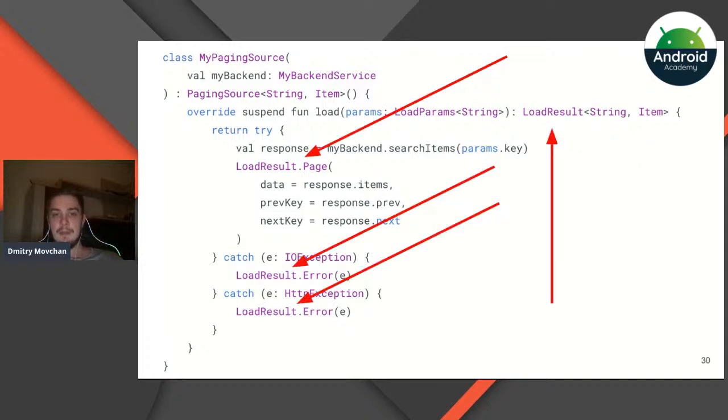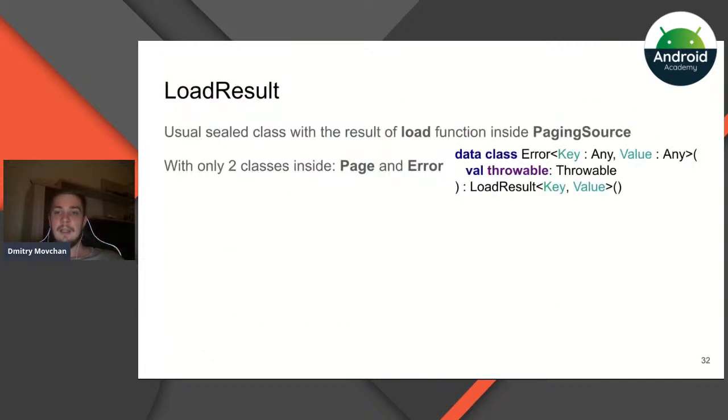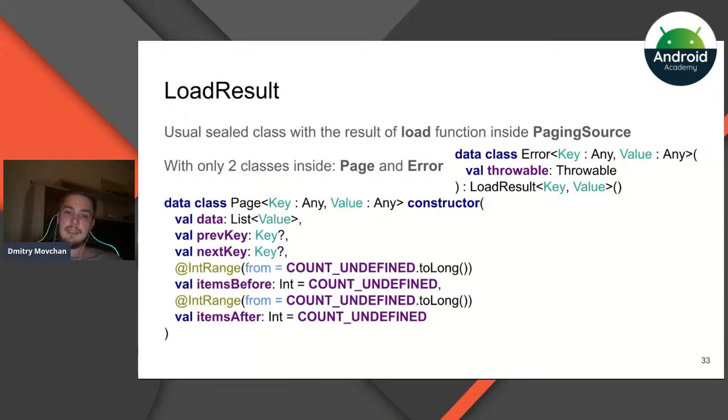Load result is a usual sealed class with two classes inside. First of all, it's Page. Continuing to the next slide. Page is the class that consists of the data itself, the previous key and the next key. The error class is the usual error. Whatever can happen when we're trying to get data, we will pass to LoadResult.Error.